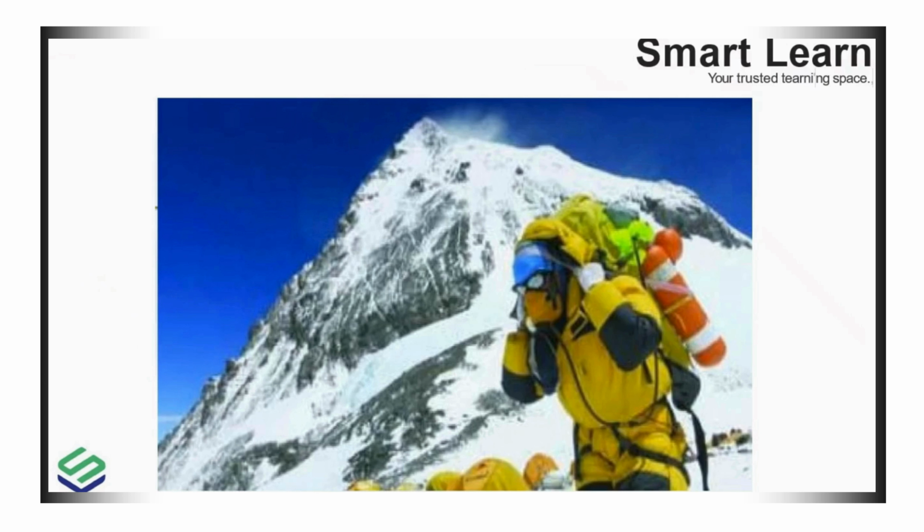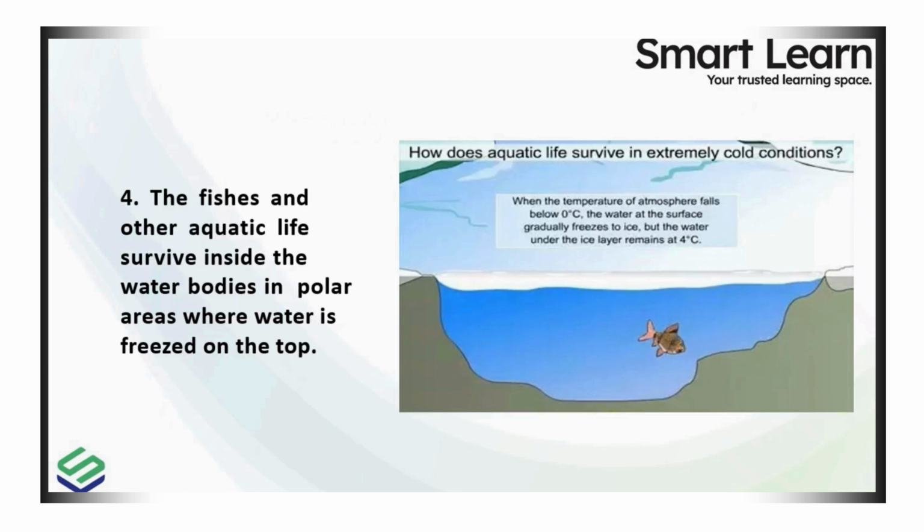Next one, aquatic life in cold water. Cold water contains more dissolved oxygen than warm water. So according to Henry's law, lower temperature leads to higher gas solubility. Therefore, fish and other aquatic organisms survive better in cold water.